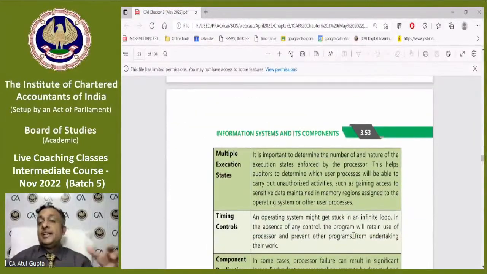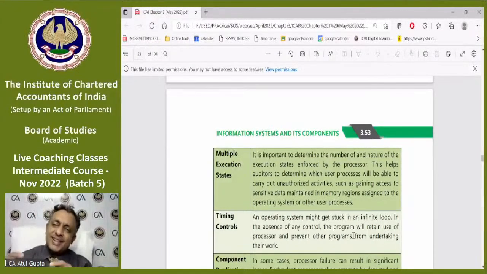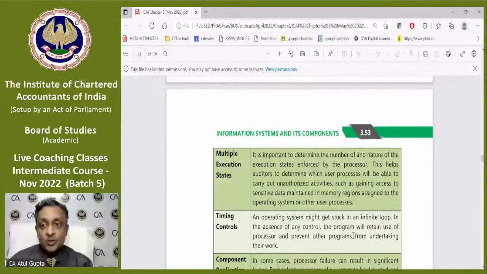Malfunctioning may be there. There has to be a way of keeping a track of it. Then, yes, multitasking, multiprocessing are words we have been reading. So it is important to determine the number, nature of execution states which processor can work. This helps auditor to determine which user processor will be able to carry out unauthorized activities. It's a technical aspect, but just remember that when you are doing multiple tasks on a single processor, the concern is that if there is a processor part that is not working or working in an undesired manner, that means some error is there.